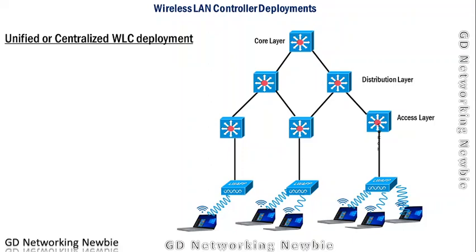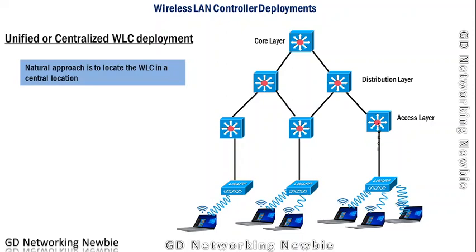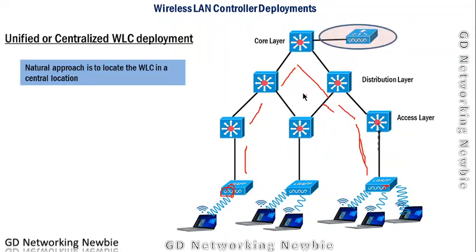In centralized deployment, the assumption is that if something is in the center, then everybody will be able to access it easily. For example, the traffic has to move from the lightweight access point to the WLC. So the proper location for the WLC in such a scenario is the central location, connected with a core layer switch, across the access layer, distribution, and core layer switches.